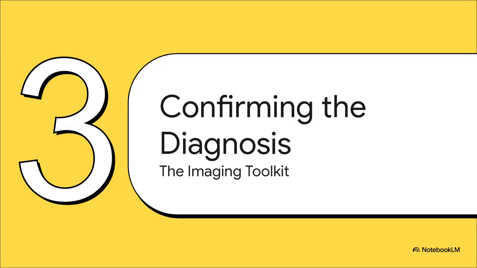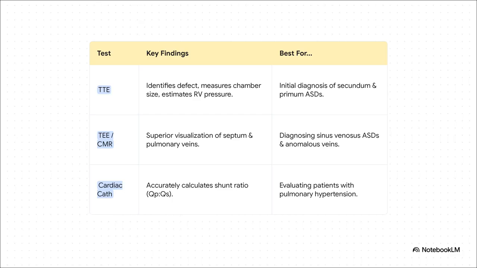Okay, so your history and physical exam are pointing you straight towards an ASD. You're pretty sure you know what's going on. But how do you prove it? Let's talk about the imaging toolkit. Your first line, go-to test is going to be the transthoracic echo, the TTE. It's great for spotting most defects and seeing that right heart enlargement.